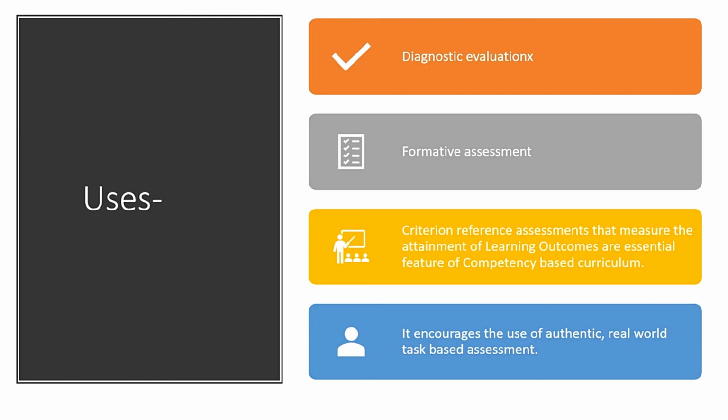Criterion reference assessments that measure the attainment of learning outcomes are essential features of competency-based curriculum. NCERT has recommended the competency-based curriculum. CBSE also recommended competency-based curriculum. In that particular curriculum, criterion reference assessment is very useful. It also encourages the use of authentic, real-world task-based assessment. In formative assessment, when we do certain activities, we have to conduct the assessment based on those activities. We can plan certain rubrics, certain guidelines as a set of criteria, and based on that rubric, based on that criteria, we can evaluate the students' performance.